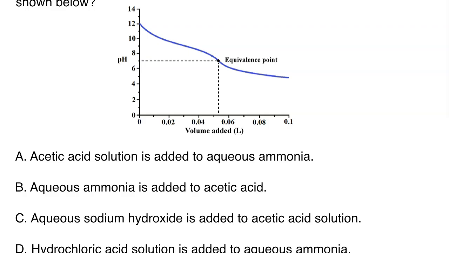So what I want to do first, and what you should do when you analyze something like this, is just look at the titration curve and gather what information you can before you get into too much depth with your choices here, because we could easily do some process of elimination if we make some notes.